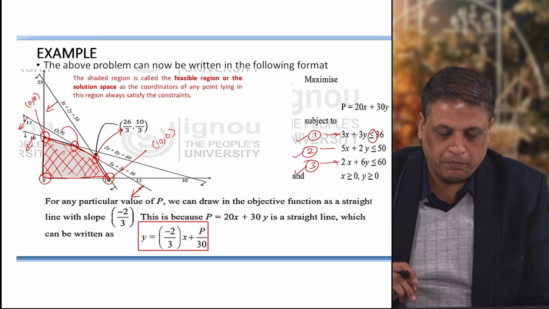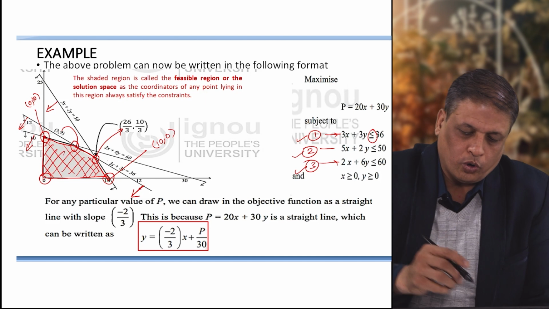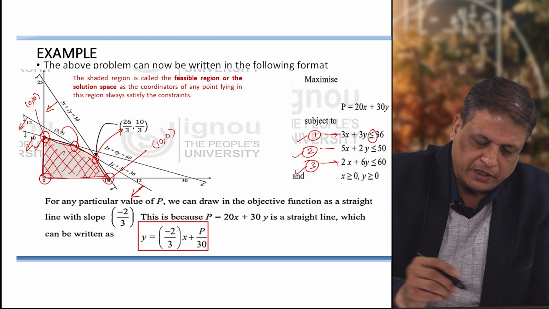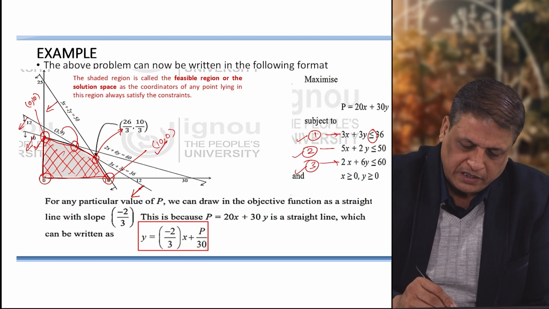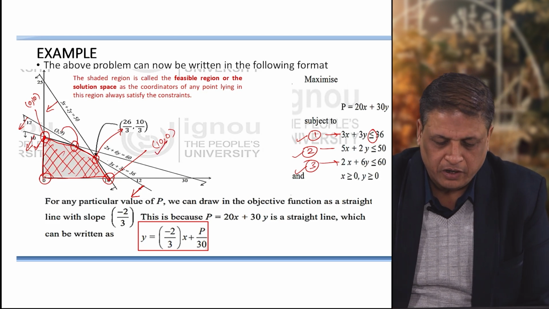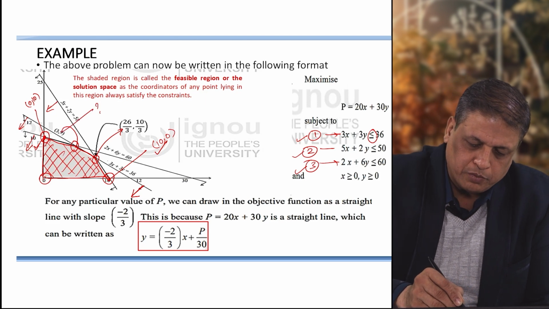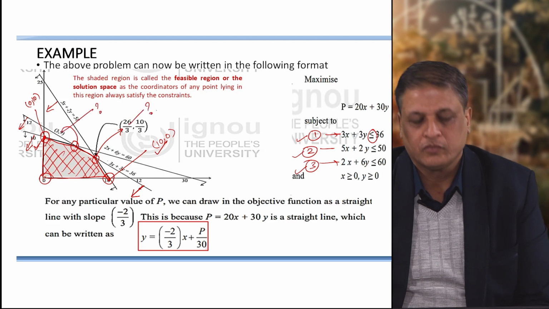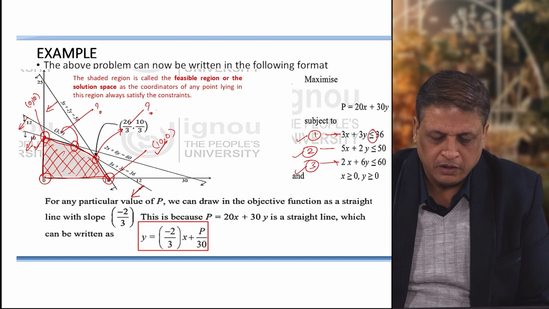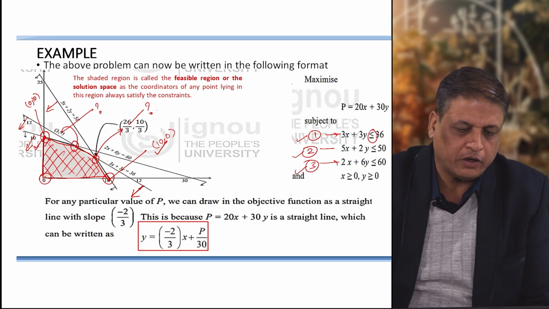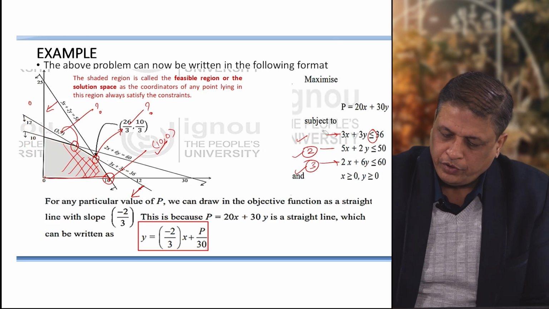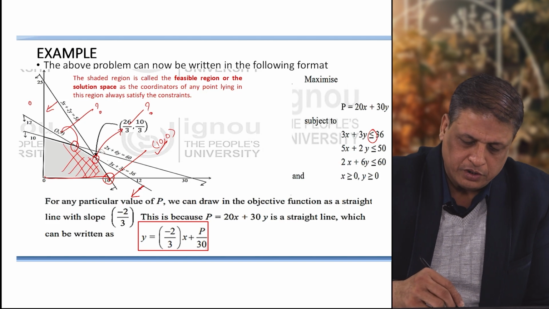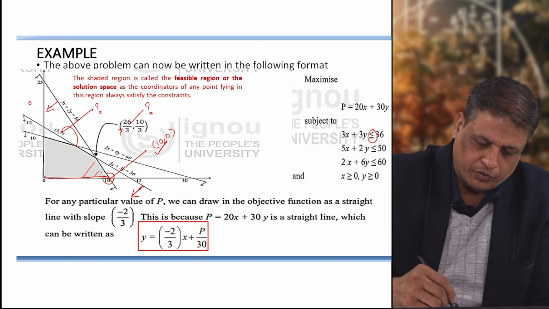Now, among all these points, your question might be that okay, we got this point as the intercept on the y axis, 0 comma 10, and we got this point as the intercept on the x axis, 10 comma 0, but how did we determine this point and this point? That is, how did we determine 3 comma 9 and 26 by 3 comma 10 by 3? In order to understand this, we need to solve the equations, and let me solve it for you for a better understanding.